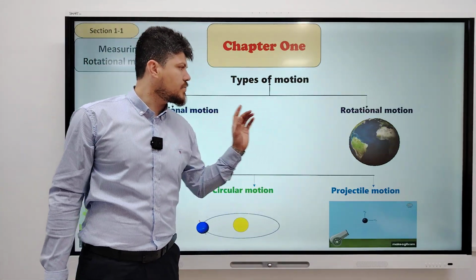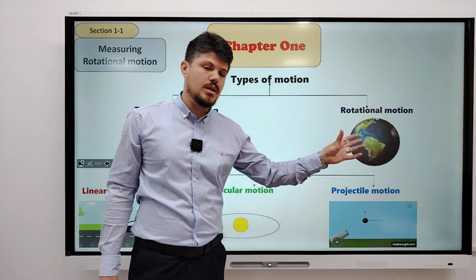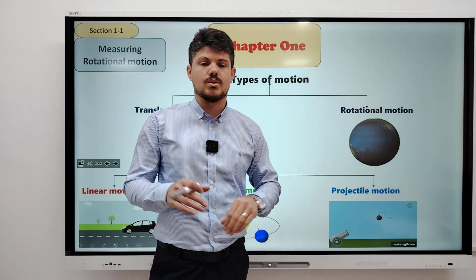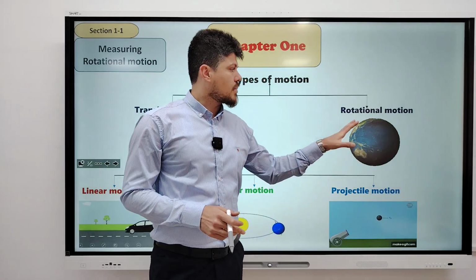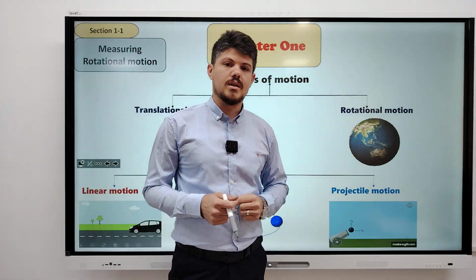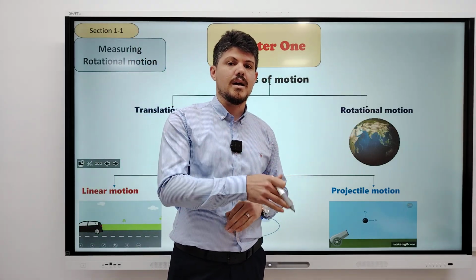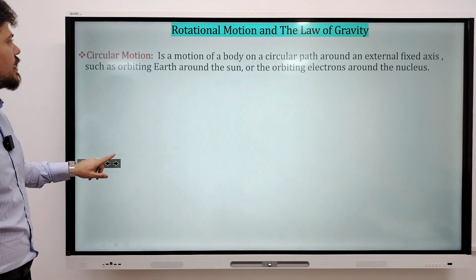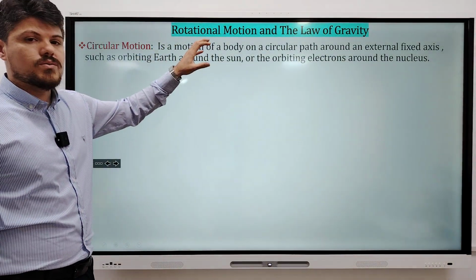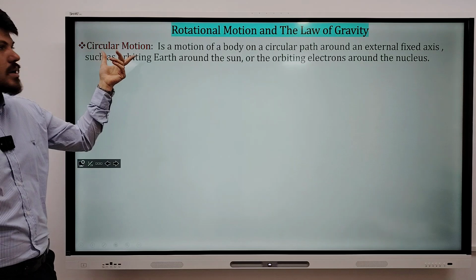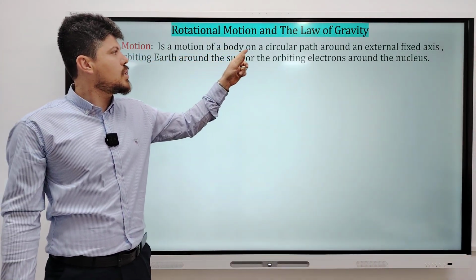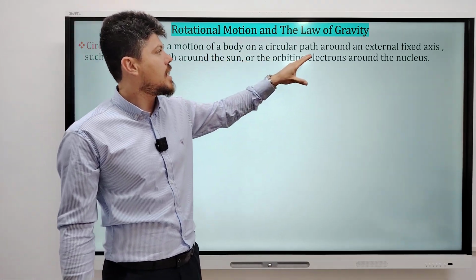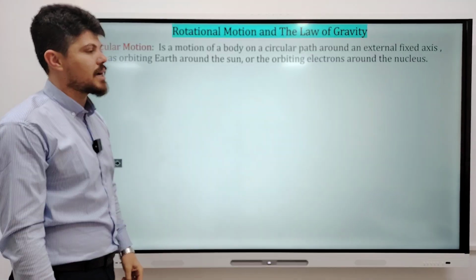But the main difference between translational motion and rotational motion is that in rotational motion, the object can rotate at its position without changing position. Okay? So in rotational motion, the object spins or rotates around its axis, an internal axis. Now, rotational motion and the law of gravity: the definition of circular motion is a motion of a body on a circular path around an external fixed axis.